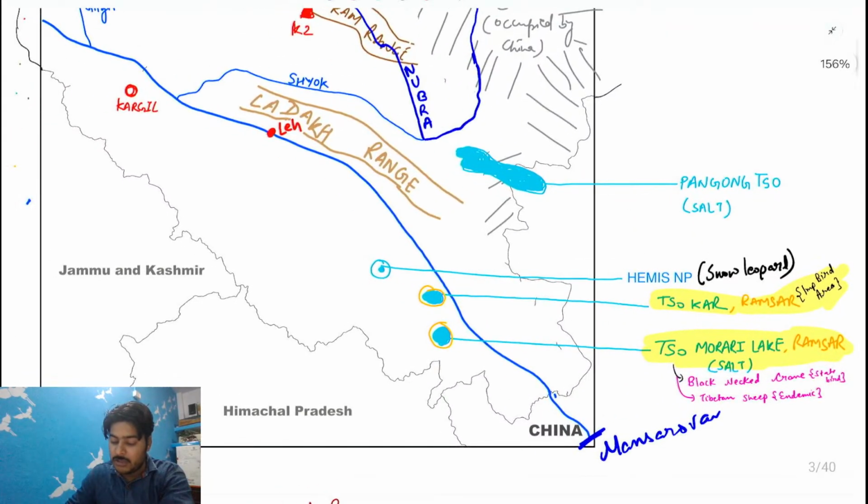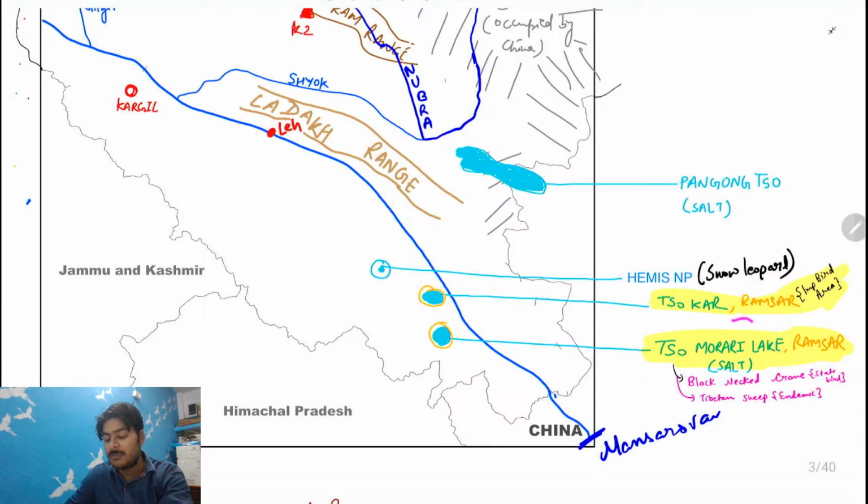Okay, now one more: Hemis National Park. This is very, very important. Whenever you talk about Ladakh, comes the Hemis National Park, very famous for the snow leopards. Snow leopards live in the higher, cold climate. So here we have the Hemis National Park, which is very much famous for the snow leopard.